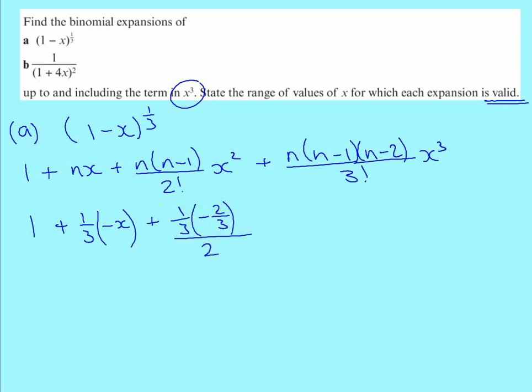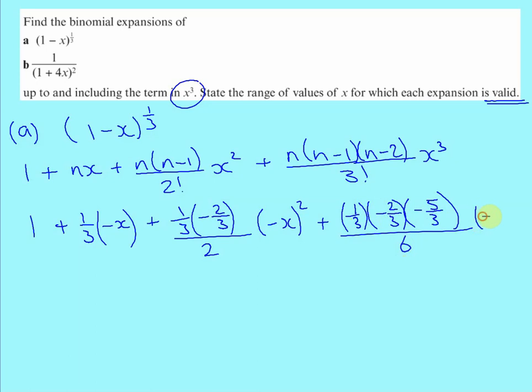All over 2 times 1, 2 factorial is 2, and then we have minus, so I'm going to put that on the top as well actually. So we have minus x being squared. Okay, what do we have now? Third, minus 2/3, then we're taking another 1 away from that, so we're going to have minus 5/3, all over 6, that's 3 factorial, and then we have minus x cubed.